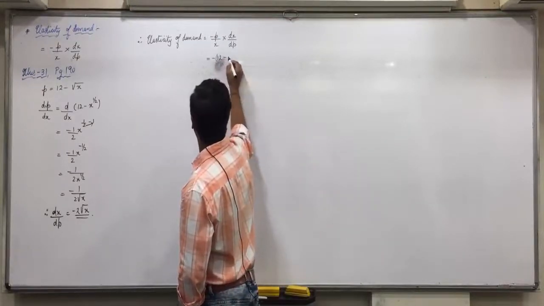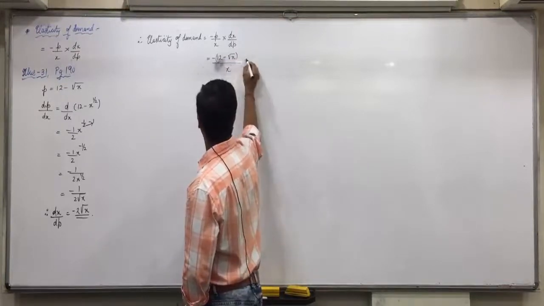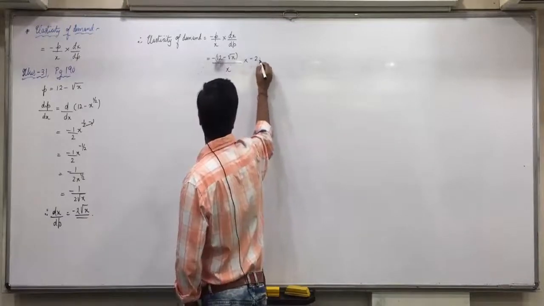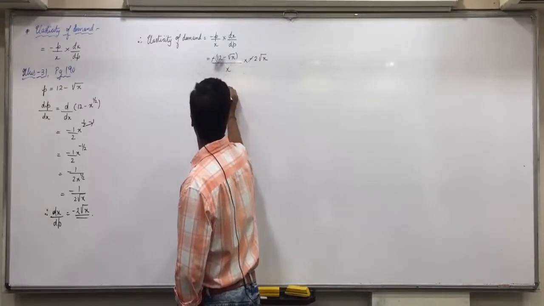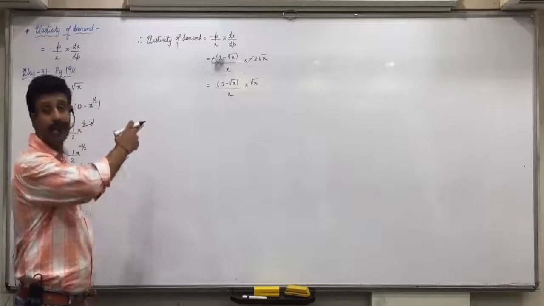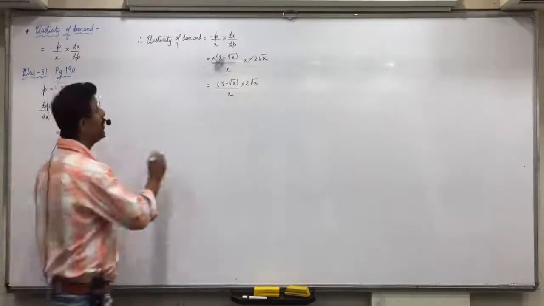Minus in bracket 12 minus root x upon x into, what is dx upon dp? Minus 2 root x. Minus gets answer. Remaining keep it as it is. Are you all clear with it? Now here in x we have to substitute 9.